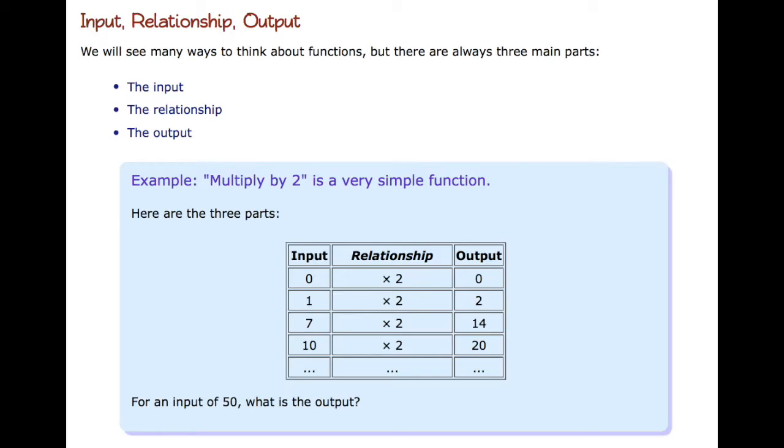For an input of 50, what is the output? Simply multiply the 50 as an input by 2 and we will get an output of 100. 50 times 2 is equivalent to 100.